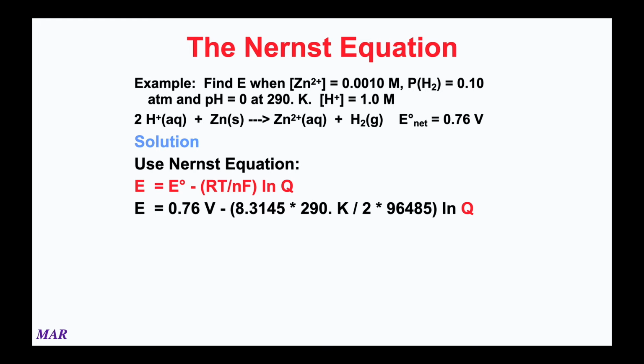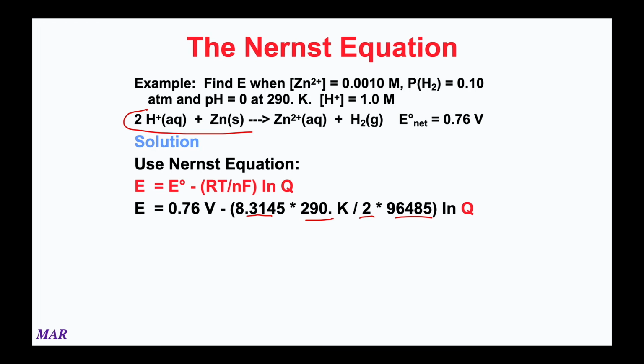Now, the cell potential under standard conditions, that's the 0.76 number. Then minus RT over NF: R, T in Kelvin, N is 2, F is 96,485. All right, so that's the E naught minus RT over NF part. But then we've got natural log of Q. Now remember, reaction quotient Q is products over reactants, and everything raised to the power, don't include solids, etc.